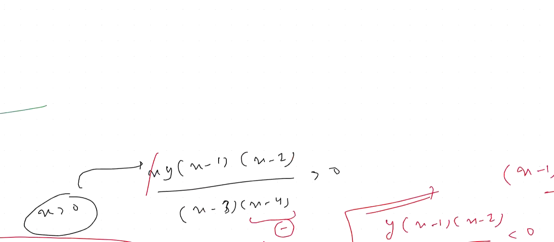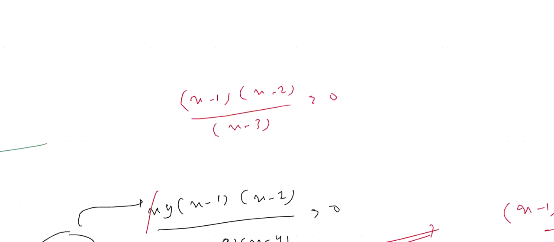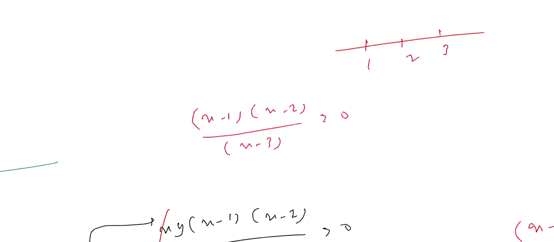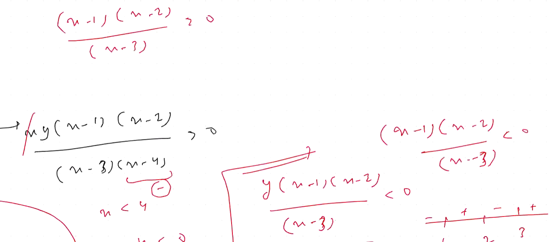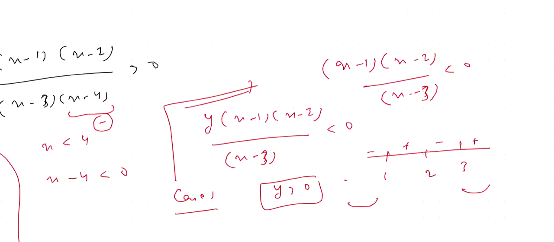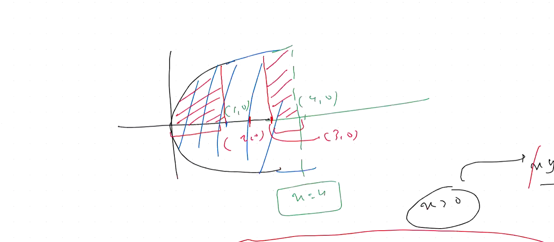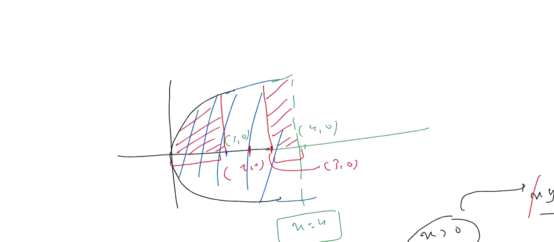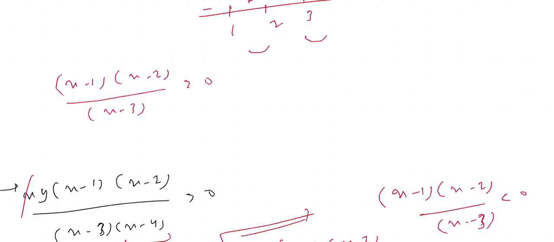So (x-1)(x-2) upon (x-3) should be positive. So we got 1, 2, 3, positive, negative, 1 to 2 and 3 to... Oh, wait a while. This is a slight mistake, right? We have to come to the negative. So 0 to 1 and 2 to 3 will be there, right? 0 to 1 and 2 to 3. So it implies this reason. And as far as this is concerned, it is between 1 to 2 and 3 to infinity.